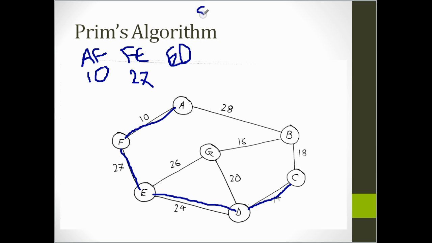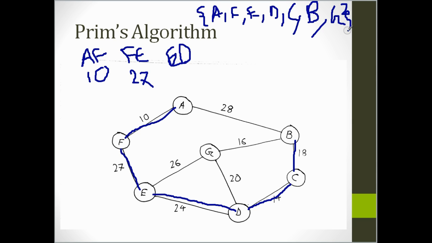We have a set. We have already visited A, F, E, D, and now C as well. Then we'll pick this one among all. We still didn't reach here because we have 28, 26, 20, 18, and 18 is the smallest one, and we have visited B. And last but not the least, G. And now since we have 7 vertices already, the algorithm stops, it doesn't continue.